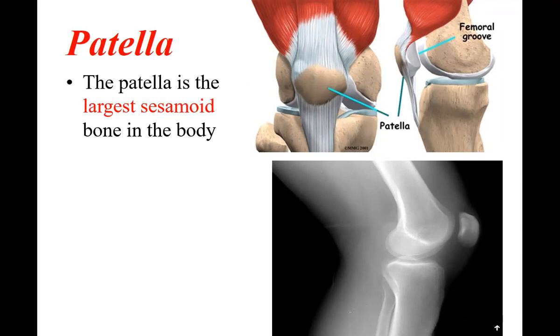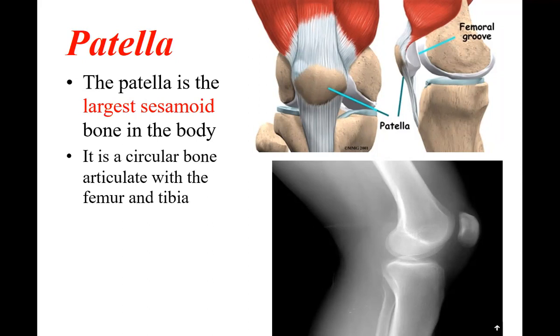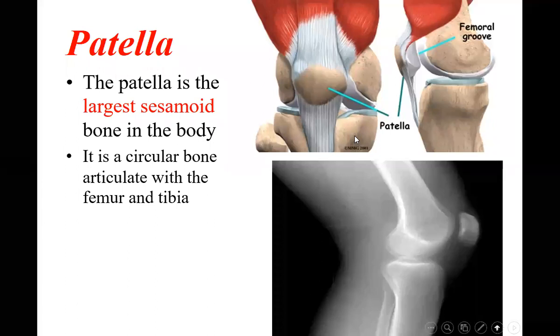So as I said before, the patella is the largest small bone in the body. It is a circular bone that articulates with the femur and the tibia. So here is the femur behind, and below this is called the tibia. We'll see this bone in detail. Okay.